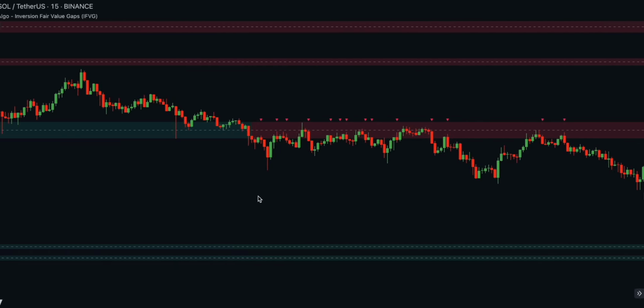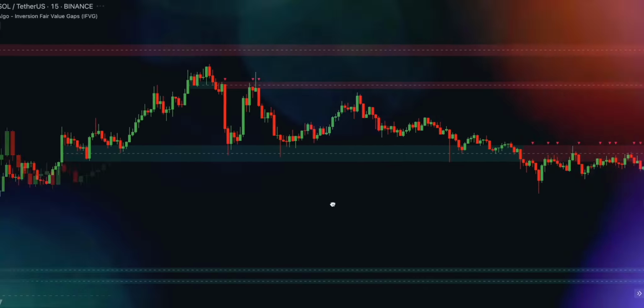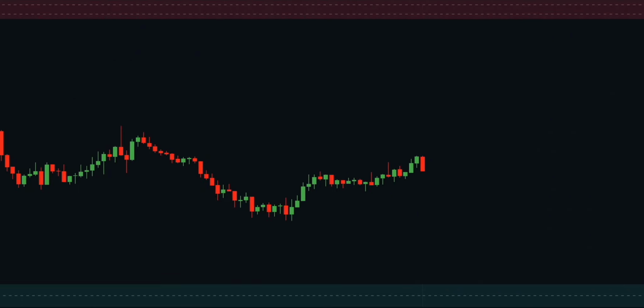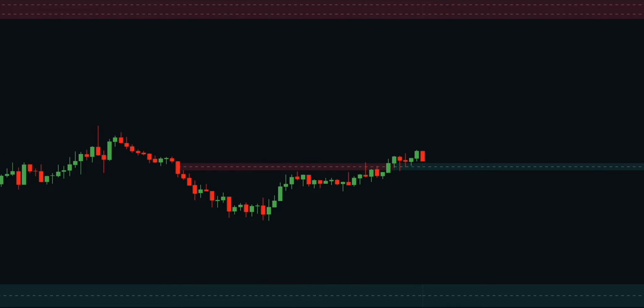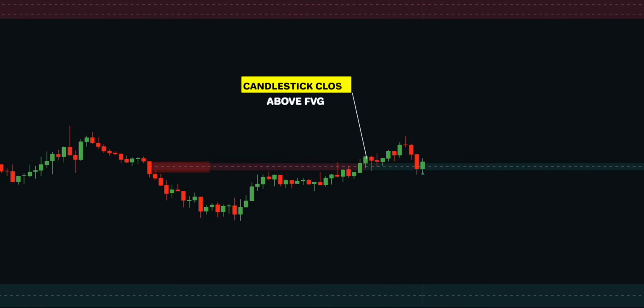It provides support and resistance zones based on mitigated fair value gaps. Once mitigation of a fair value gap occurs, the tool detects the zone as an inverted FVG. This would now be considered for potential support or resistance. Mitigation occurs when the price closes above or below the fair value gap area in the opposite direction of its bias.